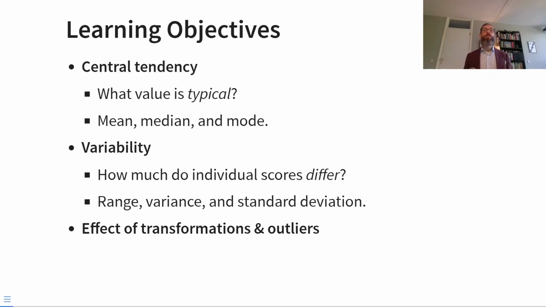Finally, for all of these measures, we'll look at the effect of transformations and outliers so you can get a sense of how blanket transformations of all scores and changing one individual score in the dataset affects these measures.